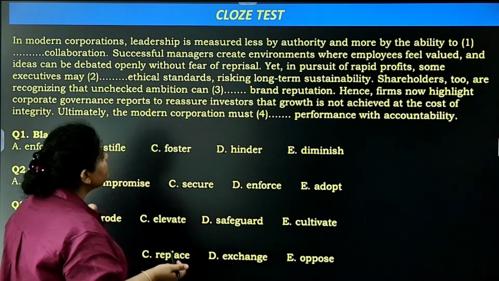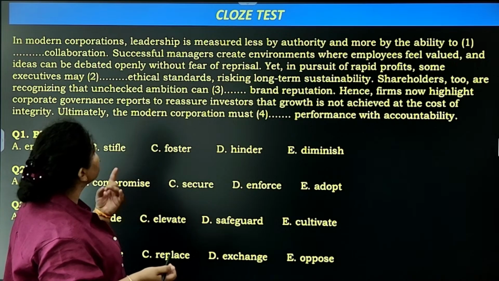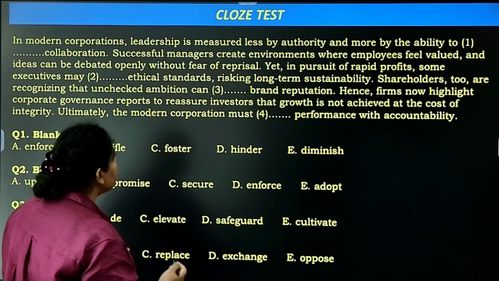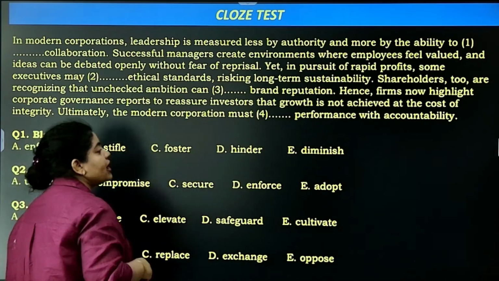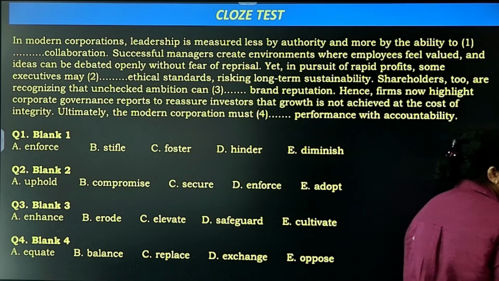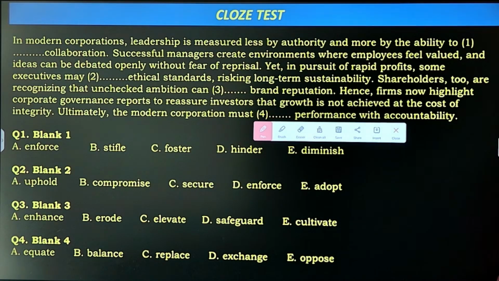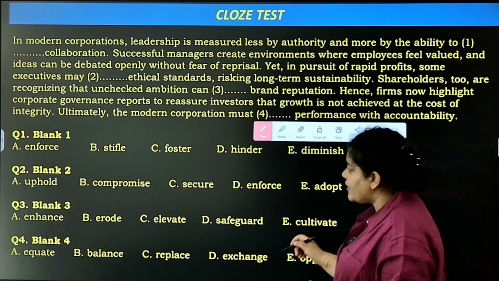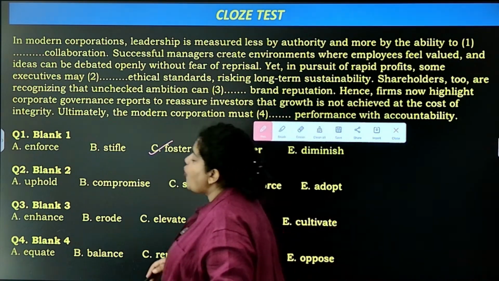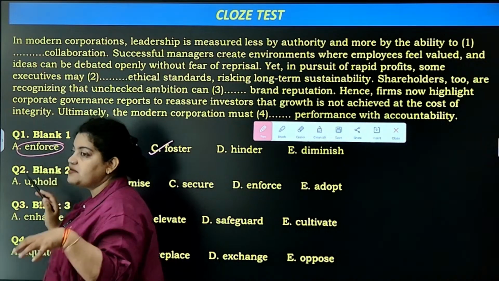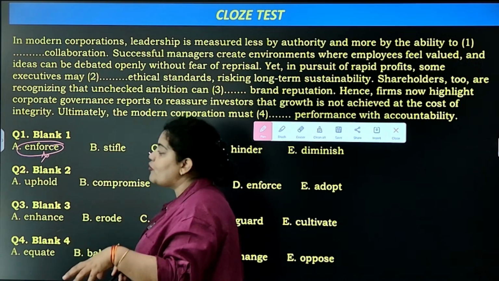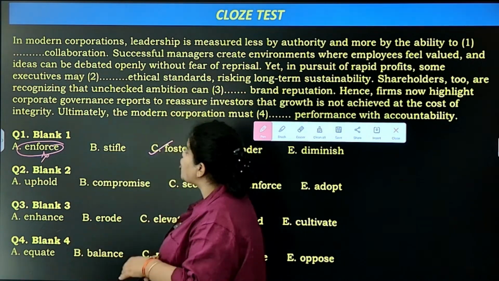So the correct answer here is that in modern corporations, leadership is measured less by authority and more by the ability to foster collaboration. Okay, foster is something that actually you can say strengthen something or encourage collaboration, right? So encourage collaboration. Okay, it cannot be enforced because enforce is something that is being done forcefully. Okay, so we need something that encourages, not force on somebody. So that was the one close call, right?